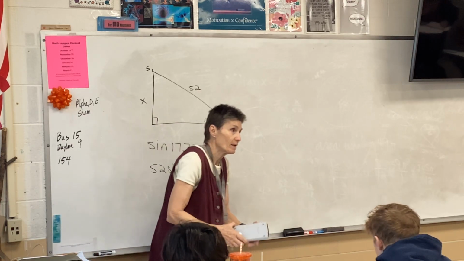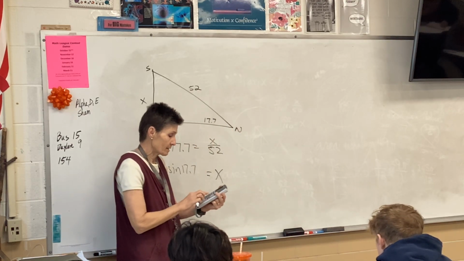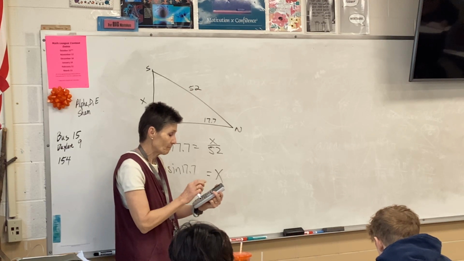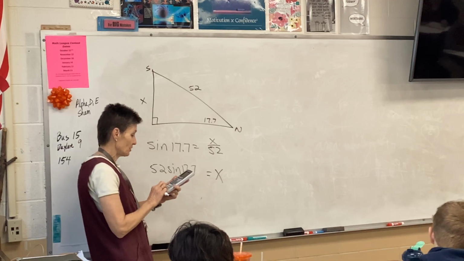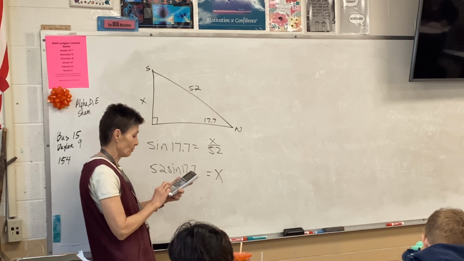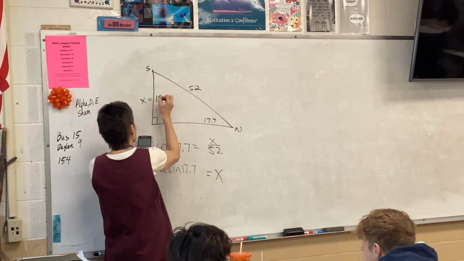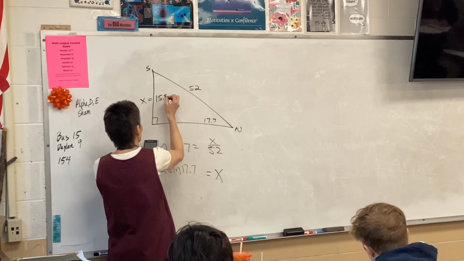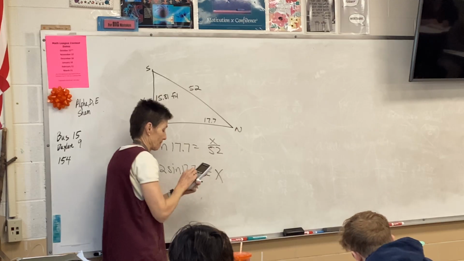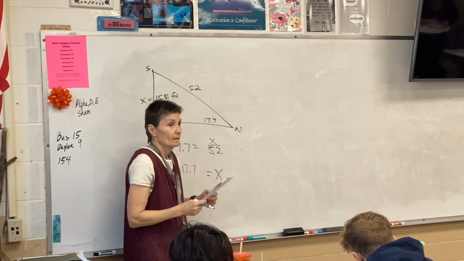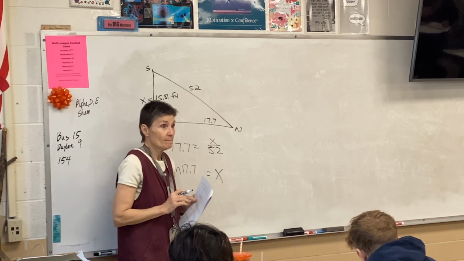Do make sure your calculator is set in degrees. I am not, so I'm going to give you a check, and type 52 sine 17.7. And it looks like the tree is 15.81 feet tall. Okay?